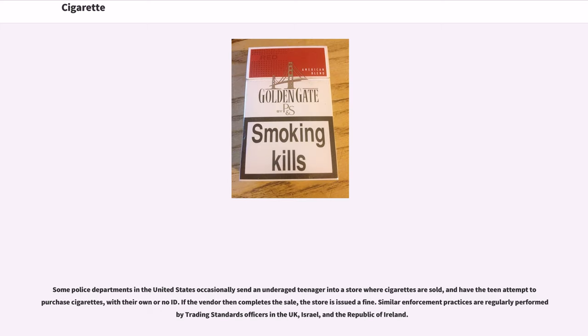Some police departments in the United States occasionally send an underage teenager into a store where cigarettes are sold, and have the teen attempt to purchase cigarettes, with their own or no ID. If the vendor then completes the sale, the store is issued a fine. Similar enforcement practices are regularly performed by trading standards officers in the UK, Israel, and the Republic of Ireland.